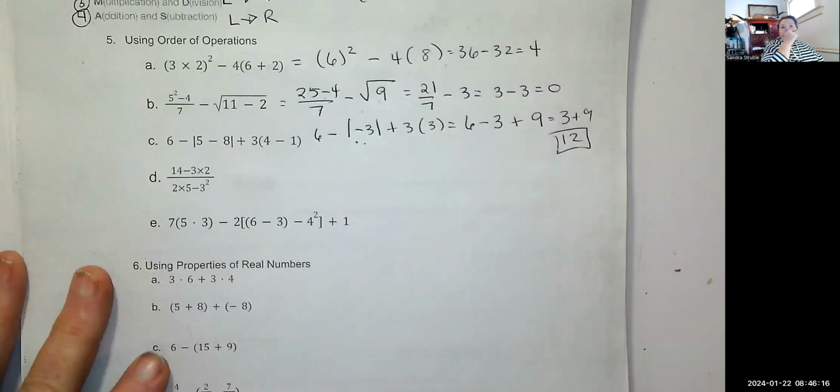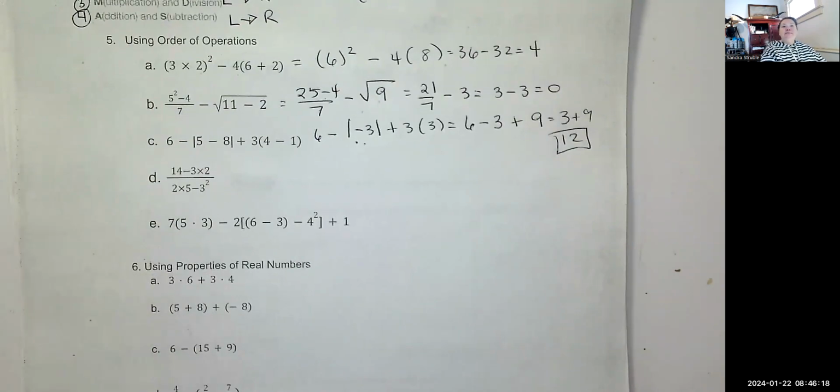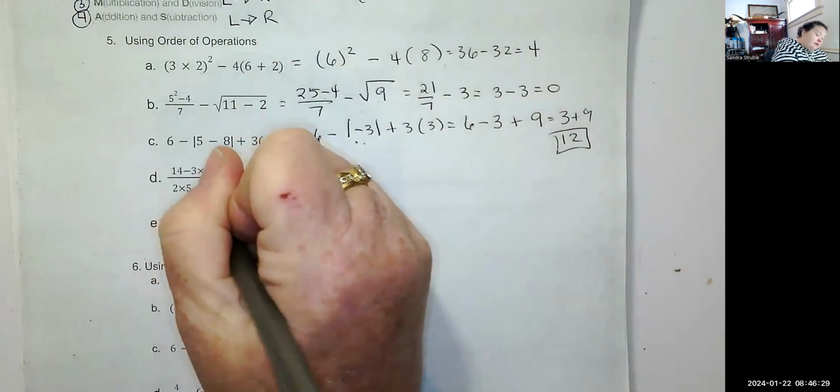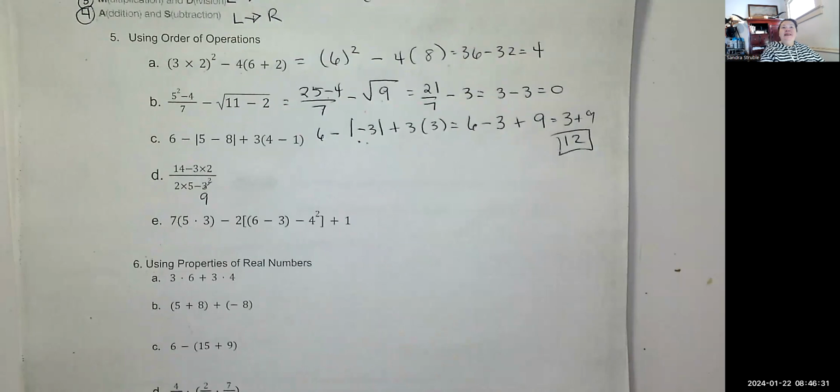Look at the next one. 14 minus 3 times 2 over 2 times 5 minus 3 squared. Well, parentheses, we don't have any. Exponents would be next. So that 3 squared is going to be a 9. I would do that. And then next is just left to right multiplication division.